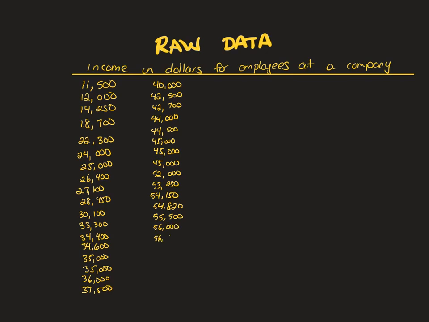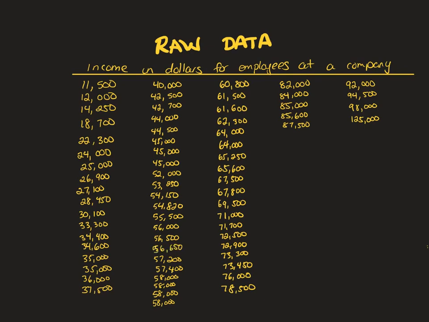Assume the data presented on this slide are income represented in dollars for employees that are all at the same company. Notice how overwhelming this data set is. Even though the data are listed in order from lowest earner to highest earner, it's still a lot of information for us to try to make sense of.